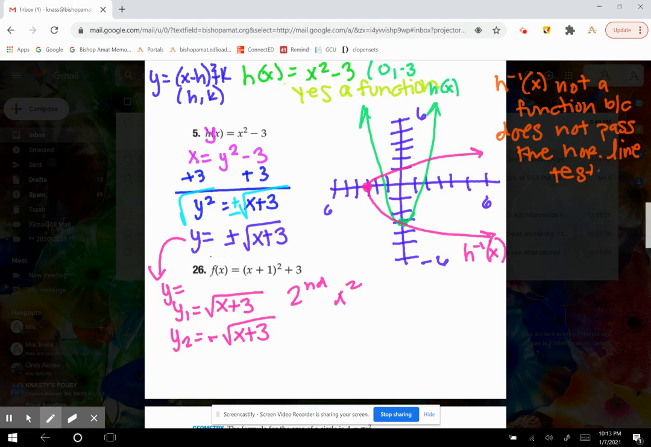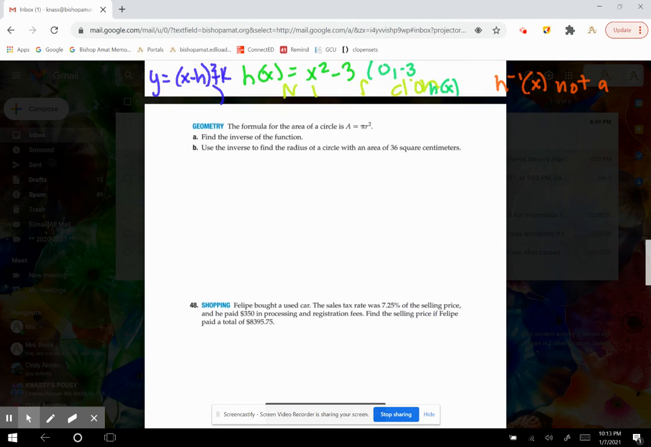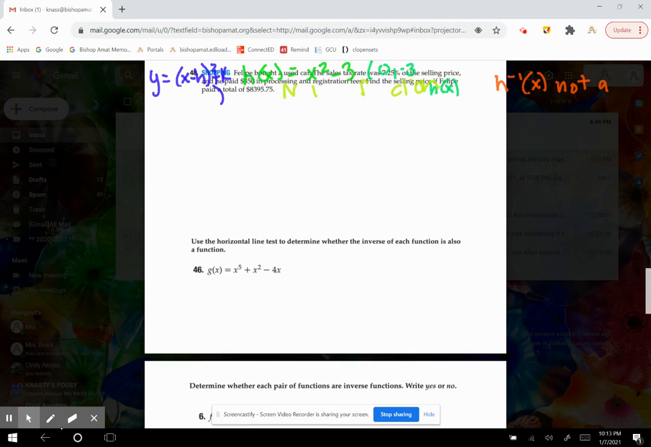Okay? Again, I don't have to look at the pink one. I have to look at the green one. But there's that one. Okay, this one here we'll go over more. These are just some word problems that I want to do with you guys in class.